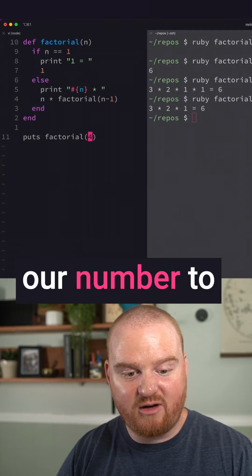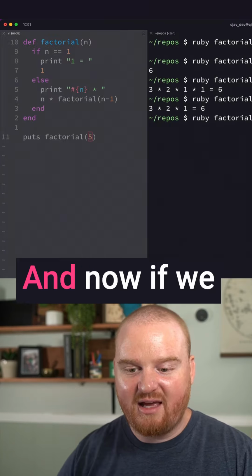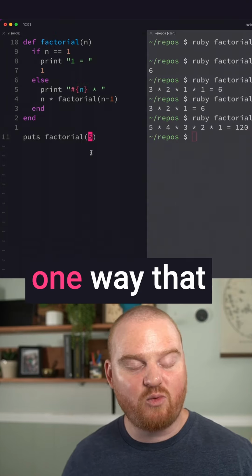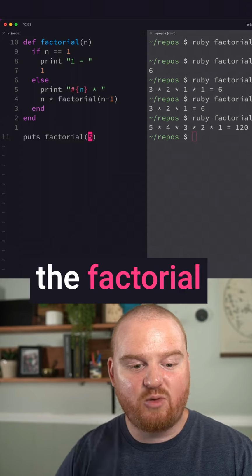Let's change our number to, let's say, 5. And now if we run this again, now we have 5 times 4 times 3 times 2 times 1. The factorial of 5 is 120. So this is one way that you might implement the factorial function.